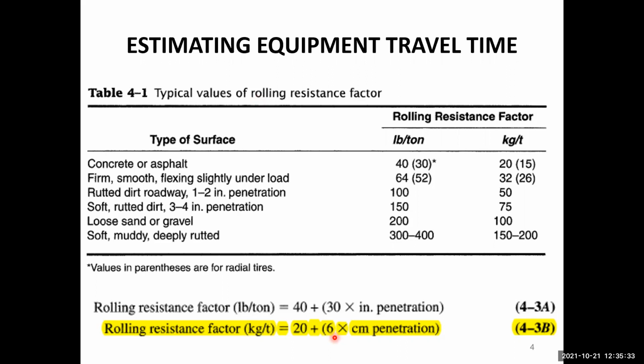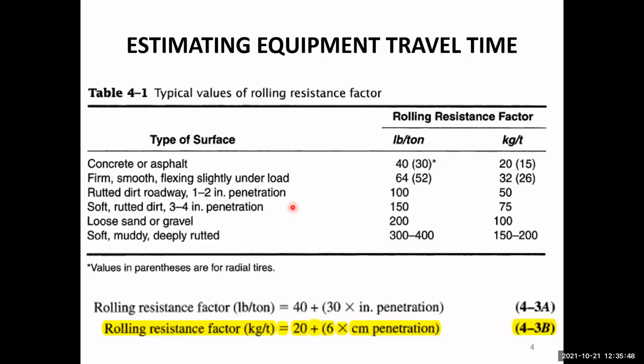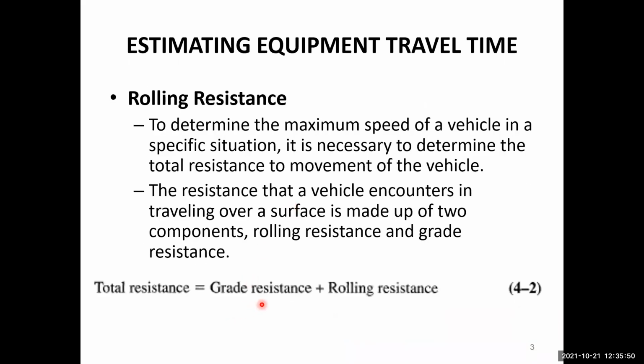to determine the formulas. Okay, so this is just an example. It is shown over here. So let's see one example later on. On the other hand, as we have said, the total resistance is the grade resistance plus the rolling resistance. We will be using these formulas in the calculations.